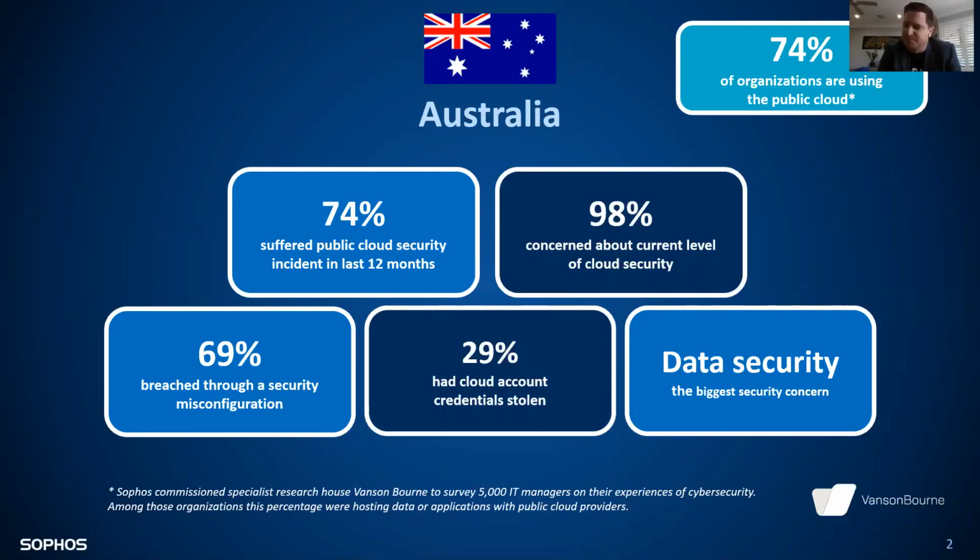Therefore, we're a target. And if we look at these stats shown here on the screen now, 74% of people surveyed out of Australia had suffered a public cloud security incident within the last 12 months. 69% were breached through a security misconfiguration. And data security is the biggest security concern for customers, with 74% of organizations using the public cloud.